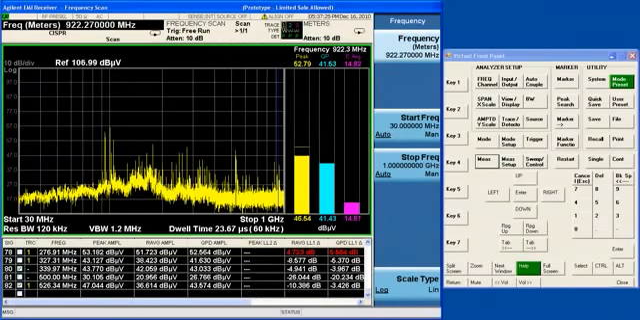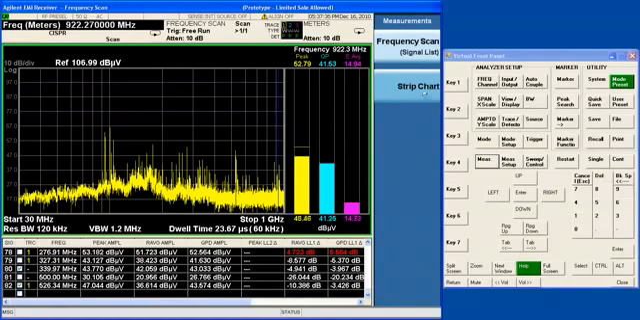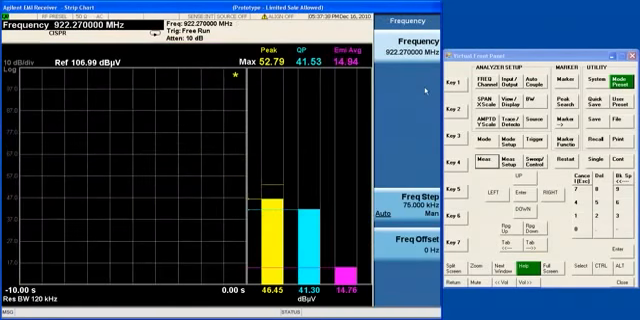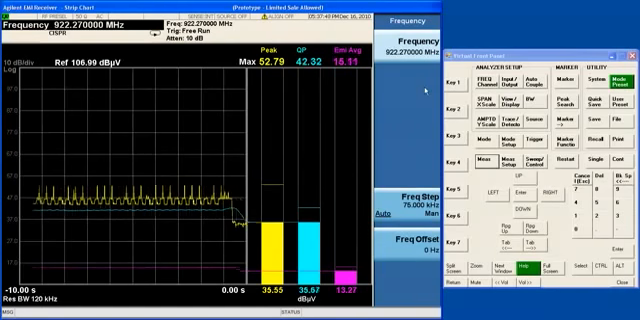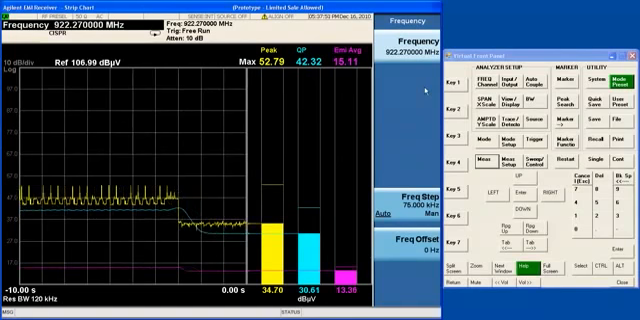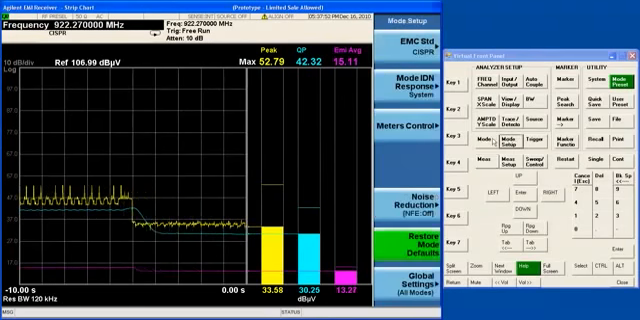Okay, we've been talking about the frequency scan measurement in the EMI receiver application. Now let's move on and talk about the other measurement in the EMI receiver application, which is the strip chart measurement. Now the strip chart measurement uses the same meter display as is used in the frequency scan measurement, and it's controlled in the same way under the mode setup meters control key.